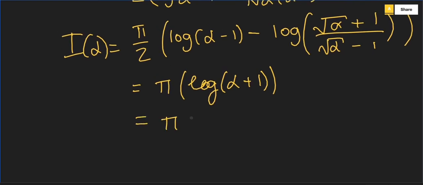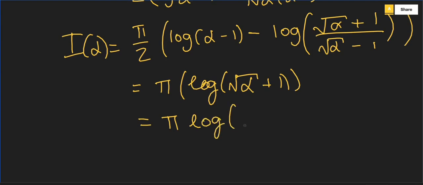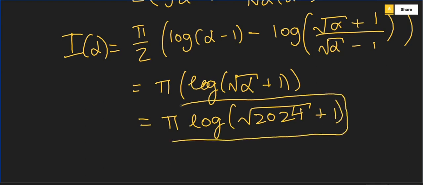So this is going to be equal to pi log 2024 plus 1. Oh, sorry, my bad. This should be root alpha plus 1. Algebra. Root alpha plus 1. So this should be equal to pi log root 2024 plus 1. And here we have our final solution.